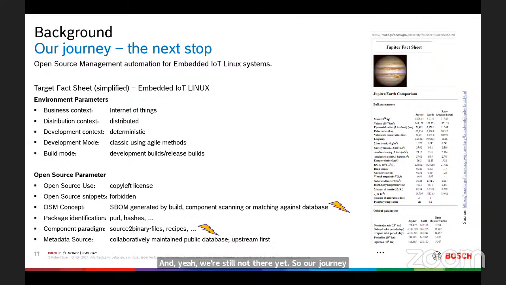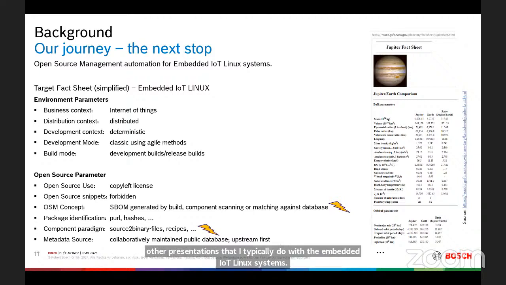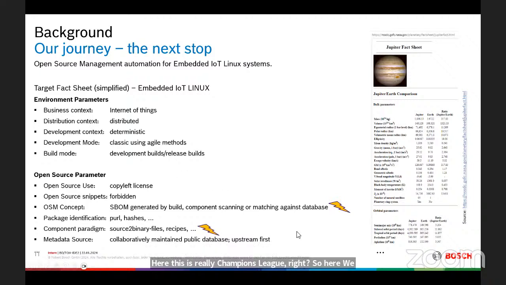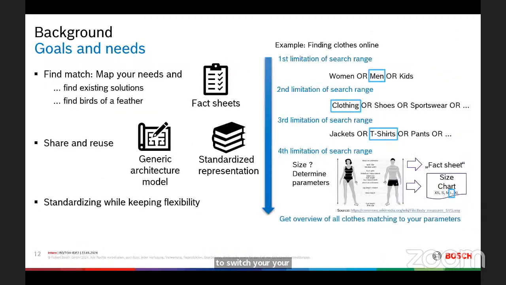So this is also a hint to the other presentations that I typically do with the embedded IoT Linux systems. Here, this is really Champions League, right? So here we have a very, very complex setup. And here I also took Jupiter, because Jupiter, when I prepared this presentation, is very interesting. It's a gas planet, right? You cannot land on the surface. You have a lot of moons around, but so also this is, I think, a good picture to say, okay, now you need to switch your perspectives. You need different ways how you approach things in here.